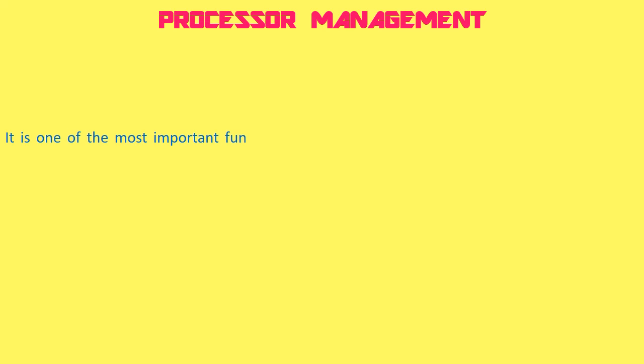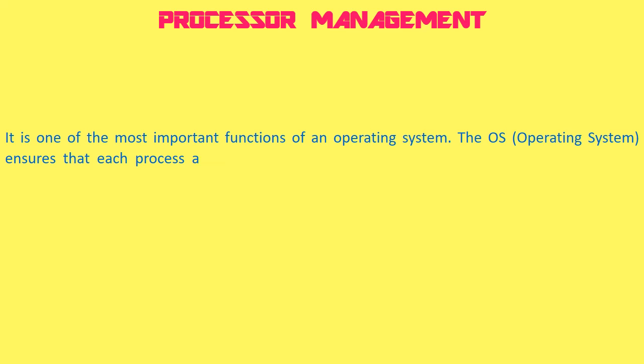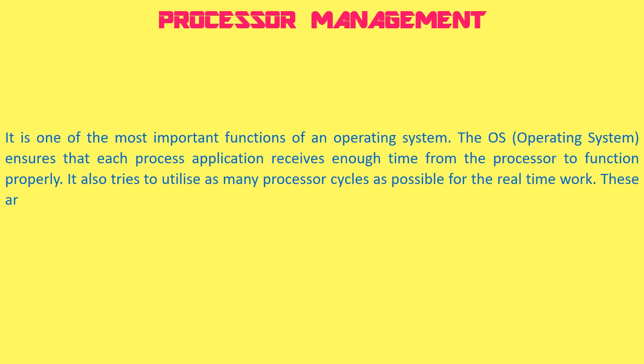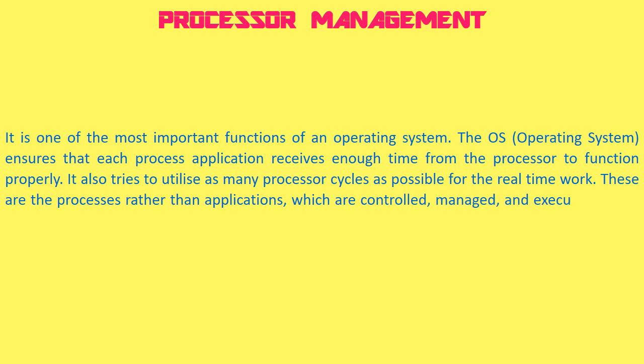It is one of the most important functions of an operating system. The operating system ensures that each process or application receives enough time for the processor to function properly. It also tries to utilize as many processor cycles as possible for real-time work. These are the processes, rather than applications, which are controlled, managed and executed by the operating system.